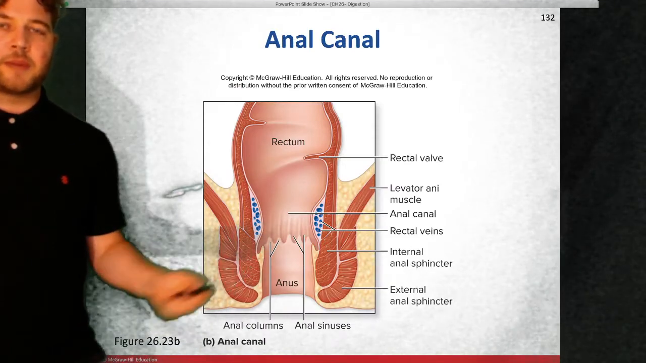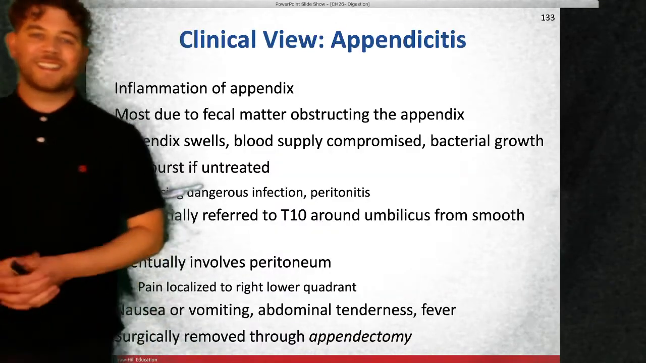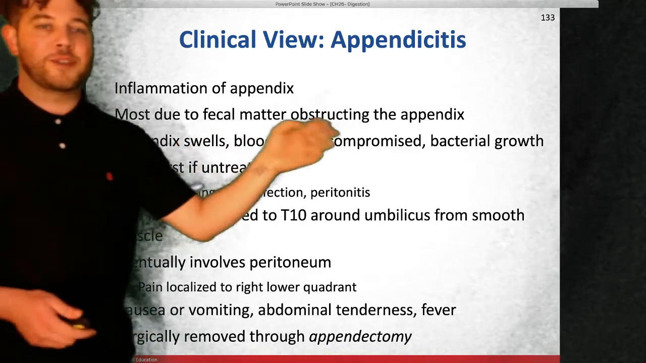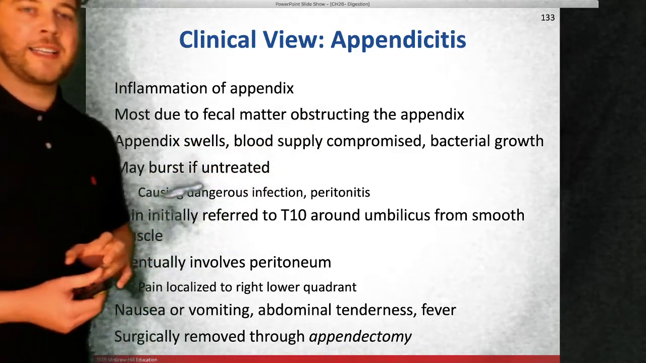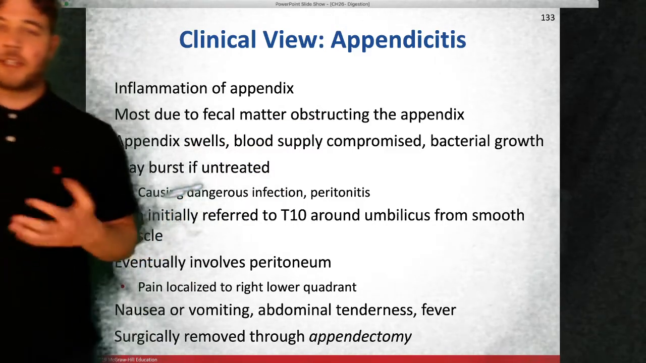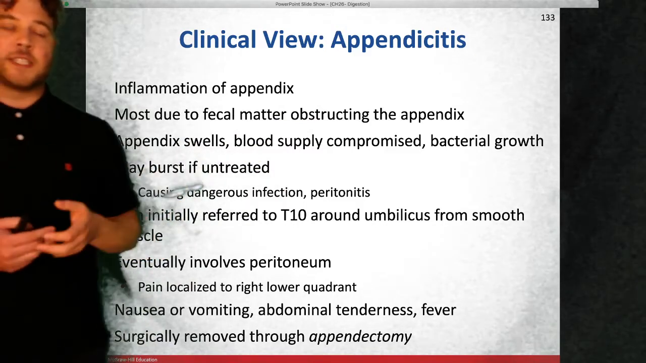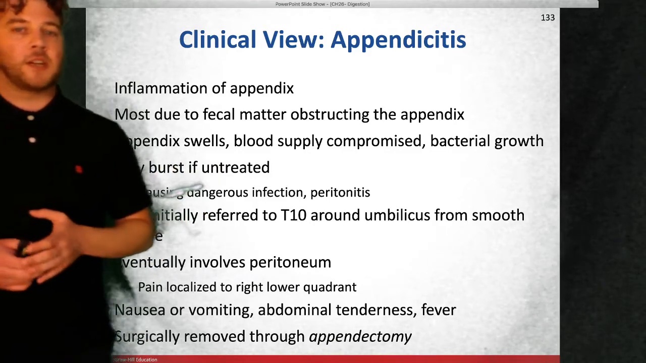Appendicitis is mostly due to fecal matter obstructing the appendix. The appendix swells, blood supply is compromised, and bacteria become overgrown. It can burst if it is untreated, causing dangerous infections and peritonitis.